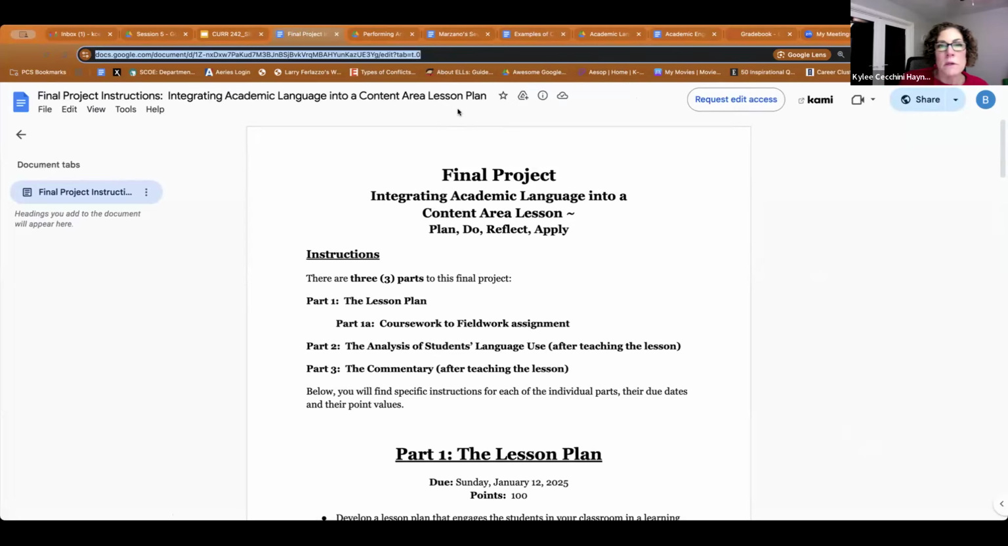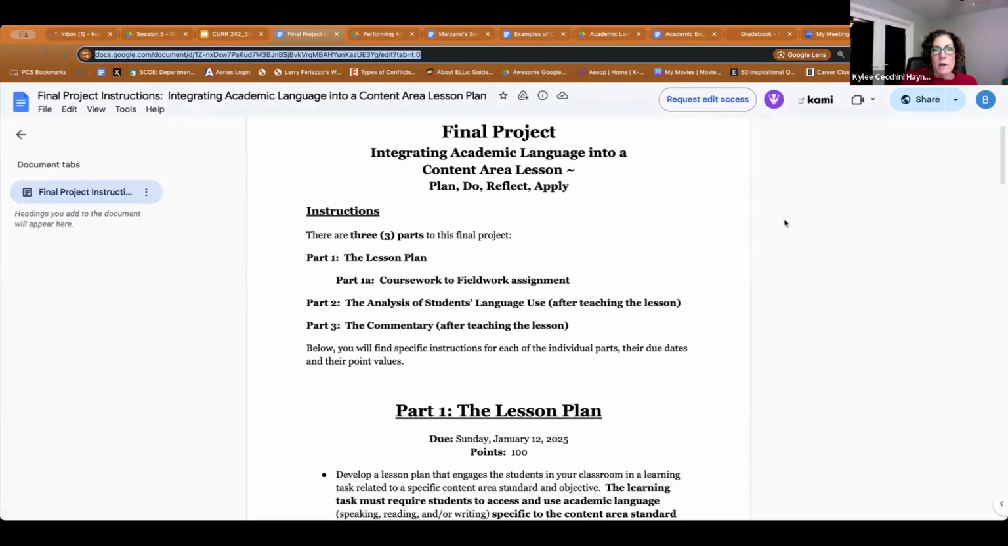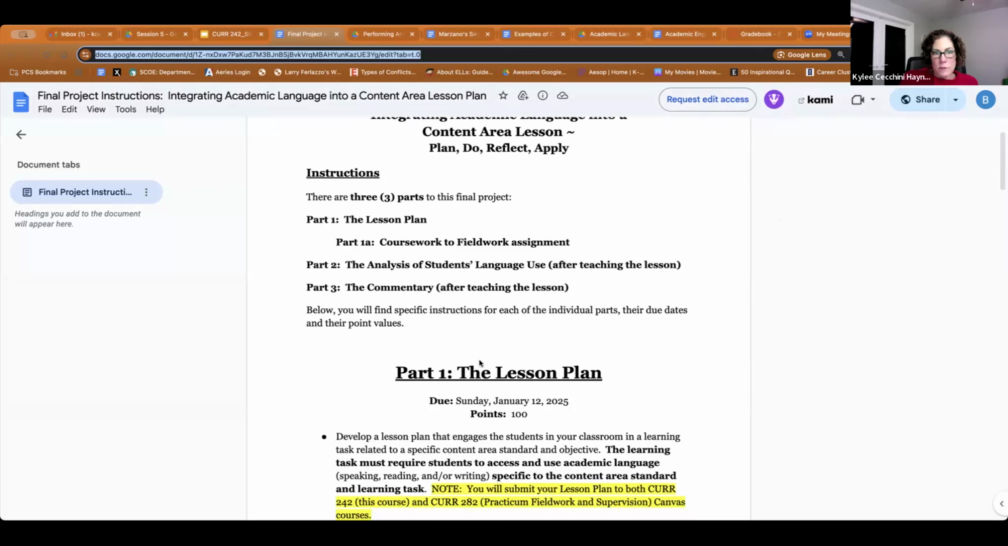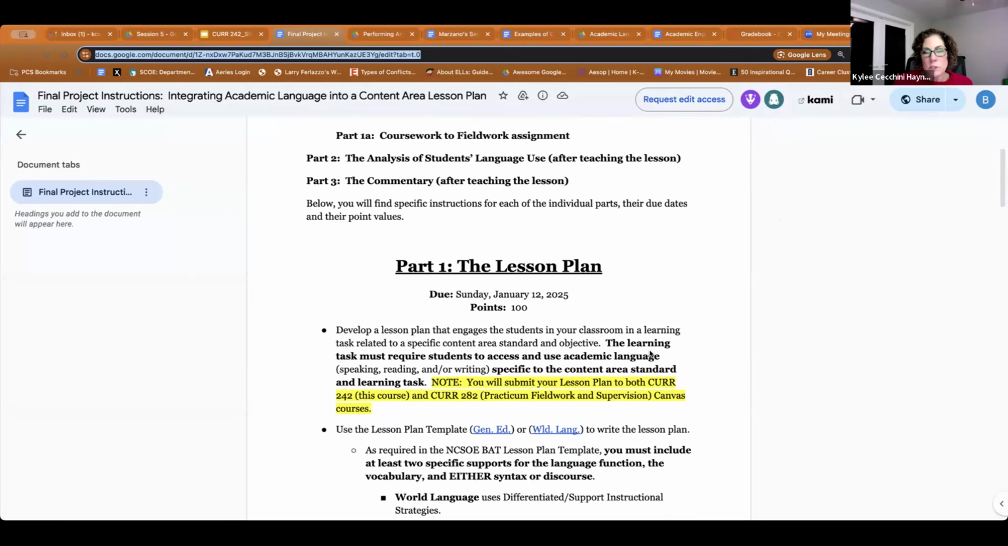All right, so there is the document we're looking at right here. This is what we just looked at. There are 3 parts to the project: the lesson plan, the fieldwork coursework assignment, part 2, and part 3. So let's talk about part 1, the lesson plan.